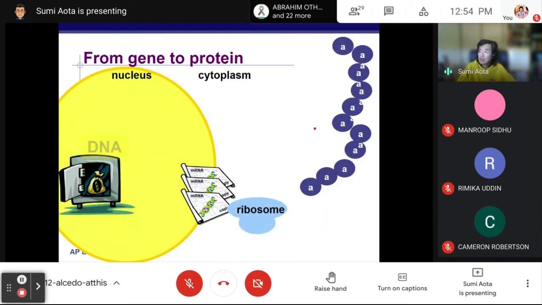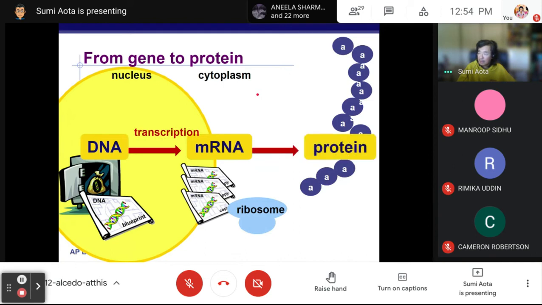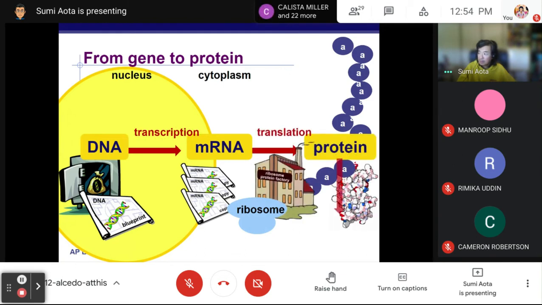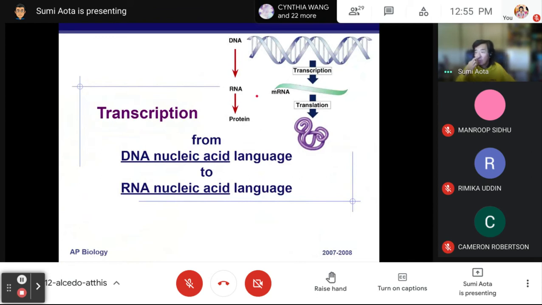Okay, so now let's take a look at this process. The first thing we're going to talk about is transcription, which is basically switching from a nucleic acid language to a different nucleic acid language. So it's like speaking to someone who is from Newfoundland and trying to get them to speak to someone from Vancouver. Right? They're both speaking English, same language, but they won't necessarily understand each other.